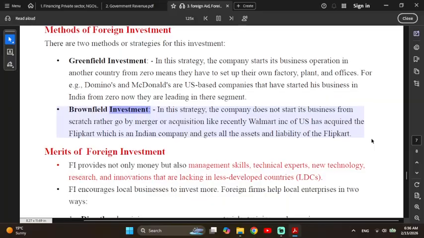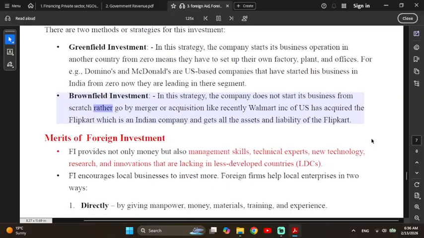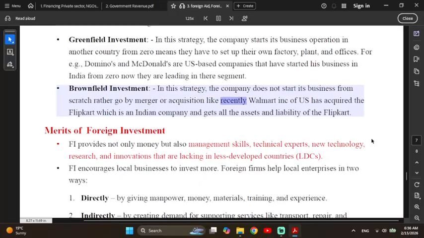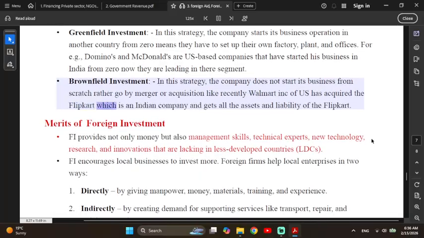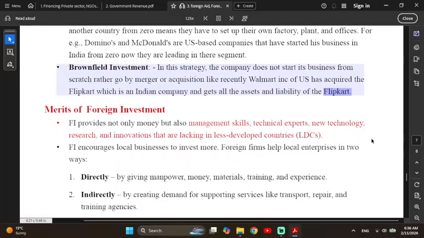Brownfield investment. In this strategy, the company does not start its business from scratch, rather goes by merger or acquisition, like recently Walmart Inc. of US acquired Flipkart, which is an Indian company, and gets all the assets and liabilities of Flipkart.